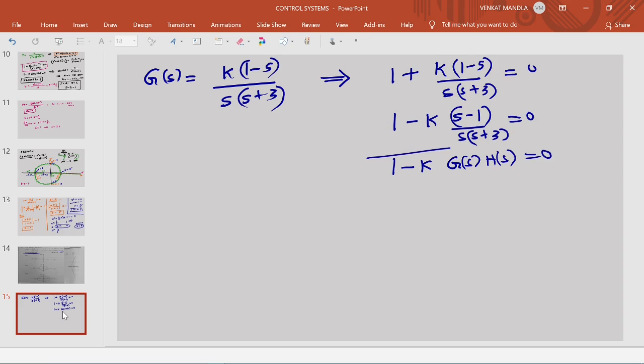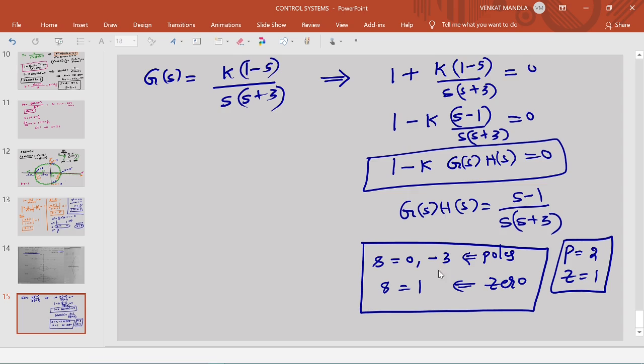I'll compare this. So from this, the open loop poles are 0 and minus 3, and the open loop zero is 1. So the number of open loop poles is 2 and the number of open loop zeros is 1. P minus Z is 1, that is, the number of asymptotes is 1. And from this equation, 1 minus K G(s) H(s) equal to 0.